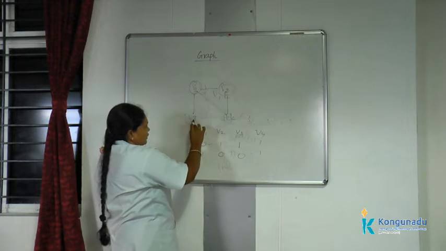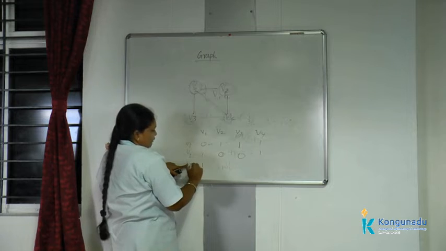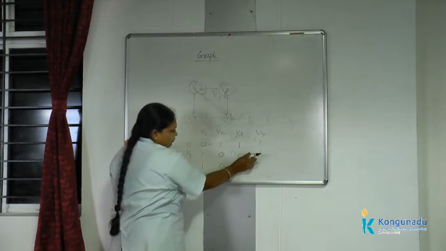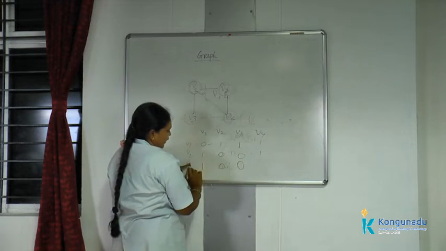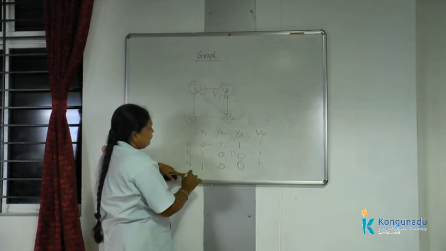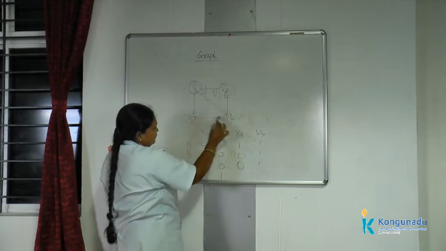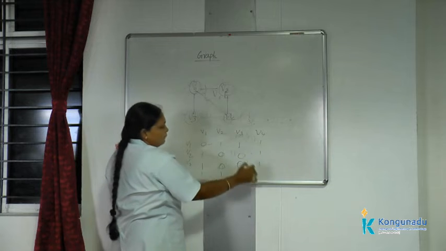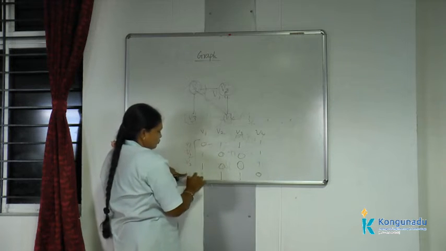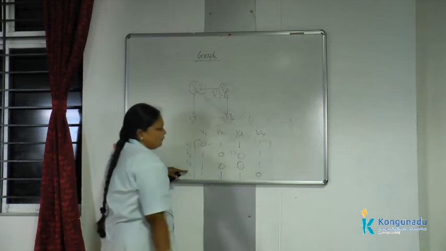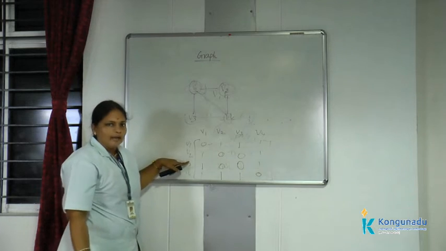Next one, V3. V3 has a path to V1, to V2 there is no path, and to V3 also there is no path, and to V4 it is 1. V4 to V1 is possible, V4 to V2 is also possible, V4 to V3 is also possible, and V4 to V4 is not possible. So this is the matrix representation for your graph.